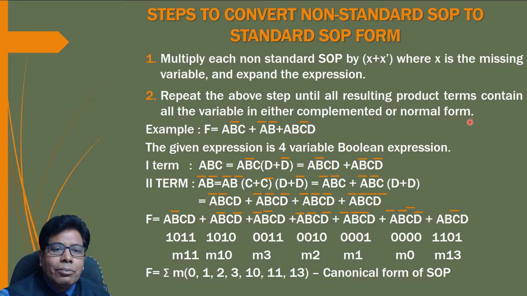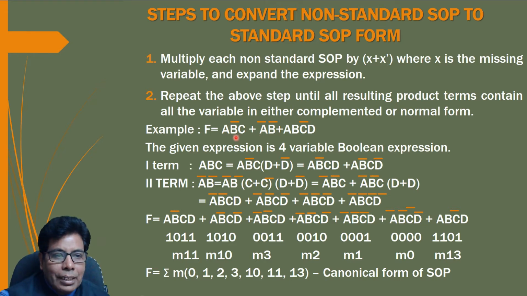Let us understand how we can use them. So let us take the example. Here we have the function f is equal to a b bar c plus a bar b bar plus a b c bar d. Now here this is the function. It is a 4 variable Boolean expression. So a b c d, these are the 4 variables.